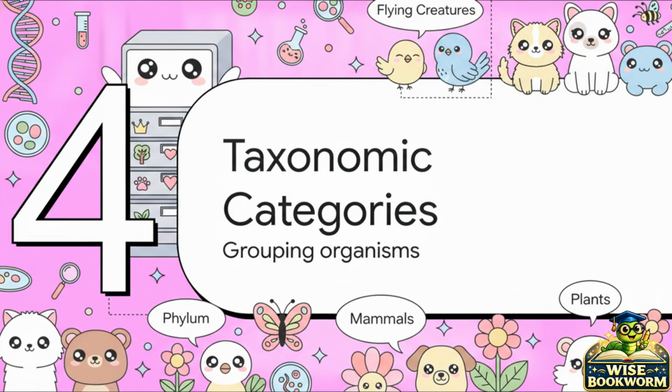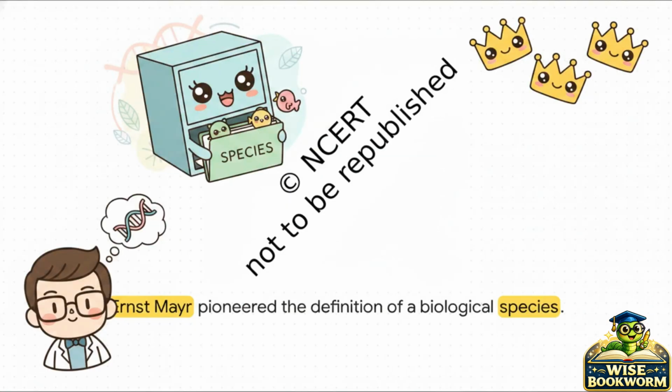All right, Section 4, Understanding Taxonomic Categories. So giving an organism a name is really just step one. Next, we have to file it away in a hierarchical sorting system, kind of like a massive filing cabinet for the entire natural world. But before we open that cabinet, we have to acknowledge the foundational folder, the species. And we owe a huge part of our modern understanding of this to Ernst Mayr.